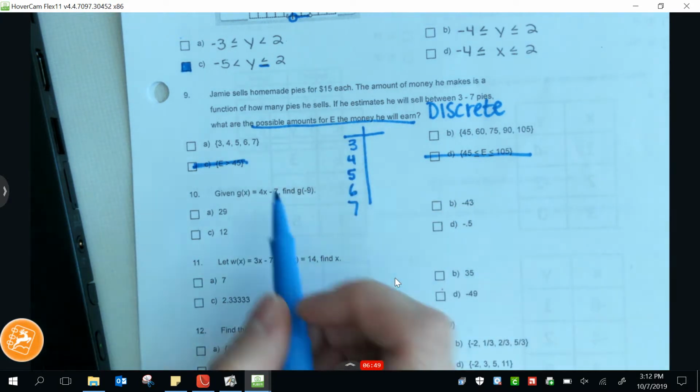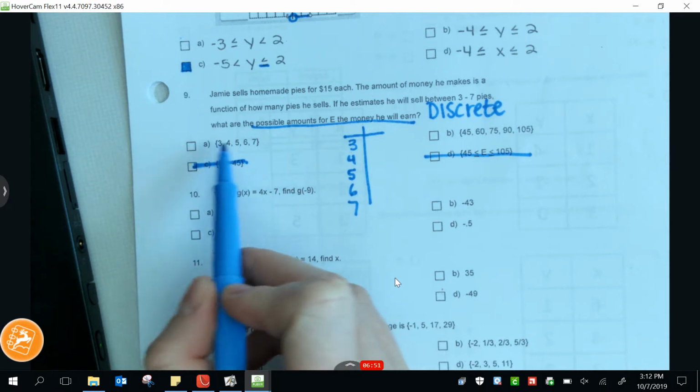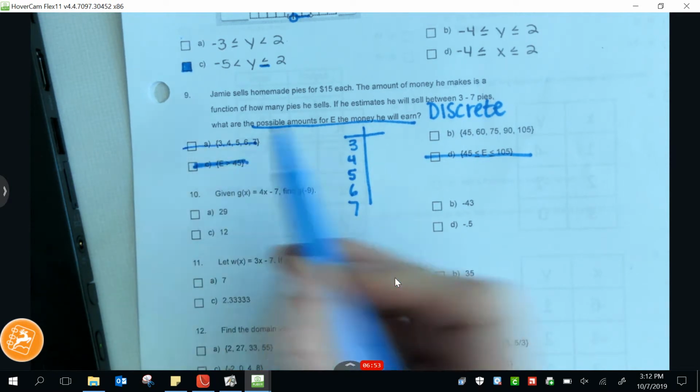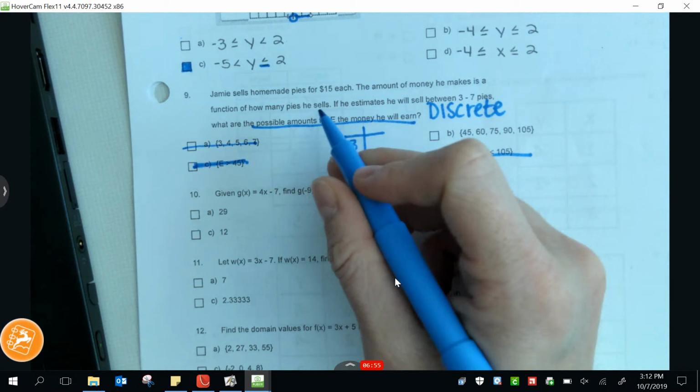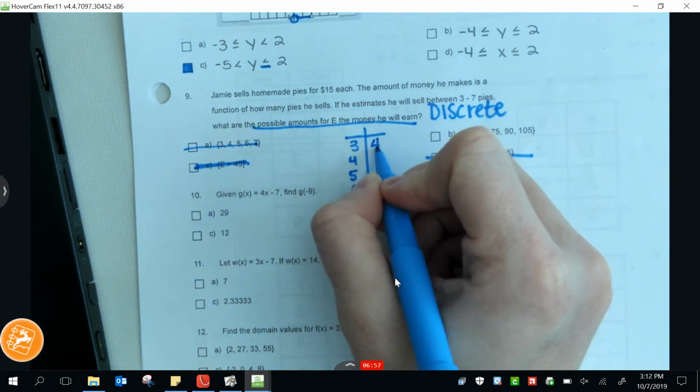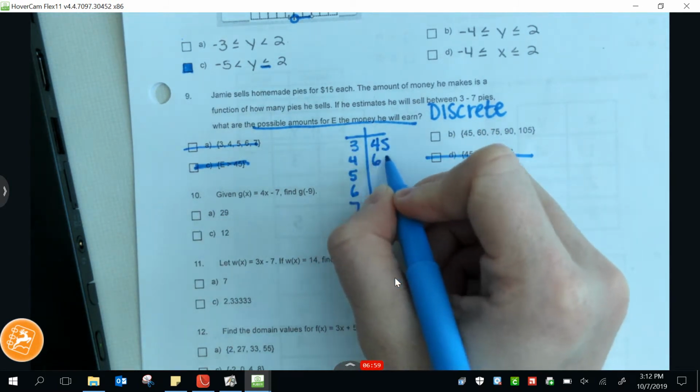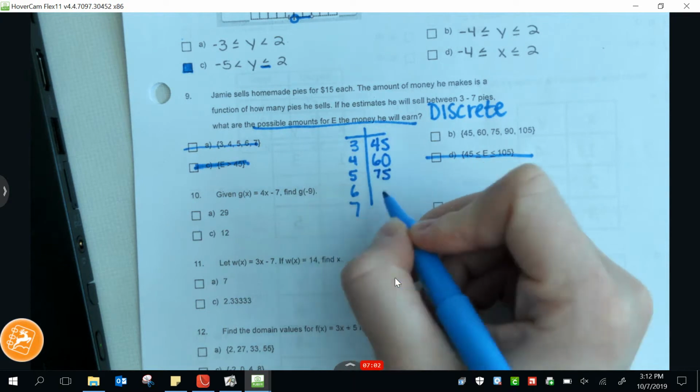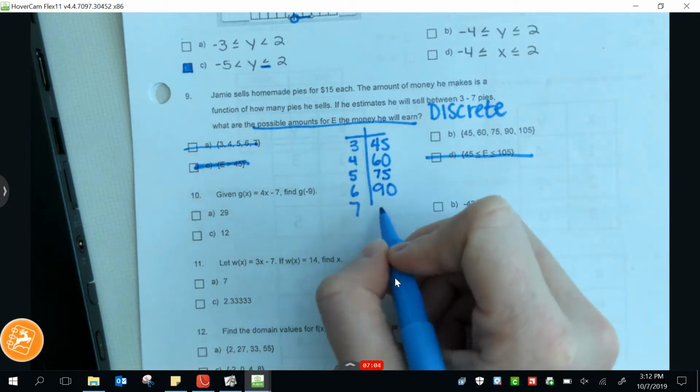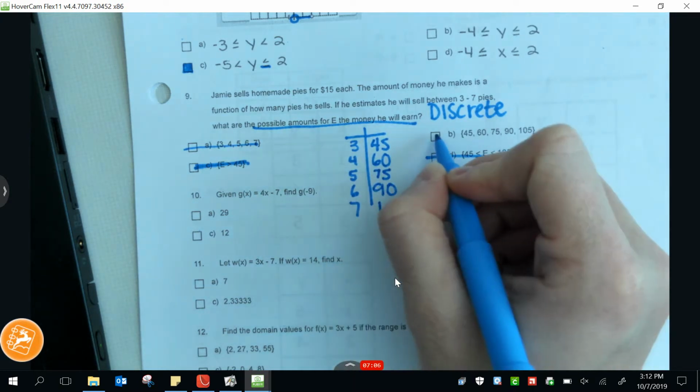So really, we could stop here because we know that this isn't the money. This is the possible for pies. But 15 each, so 3 would be 45, 4 would be 60, 5, 75, 6, 90, 7, 105.